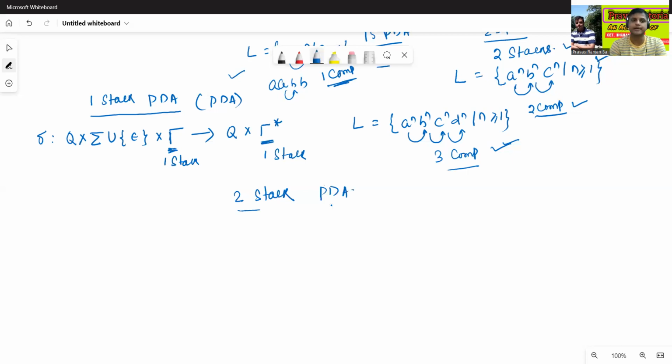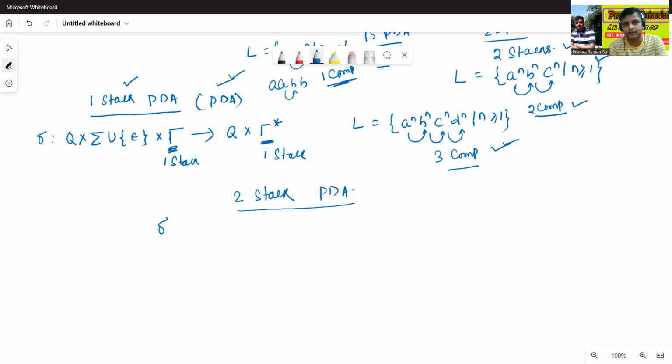In case of 2 stack PDA, the transition function is the same as the transition function of a 1 stack PDA, but a little bit different. In the case of a 1 stack PDA, we just use 1 stack here. But in case of a 2 stack PDA, we'll use 2 stacks.